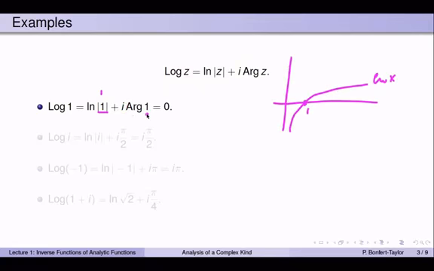Plus i times the argument of 1, but the argument of 1 is the angle that the line segment from the origin to 1 forms with the positive real axis, and that is 0. Remember, the argument, uppercase Arg, is between negative pi and pi.